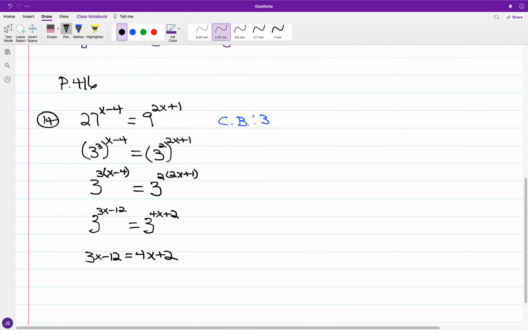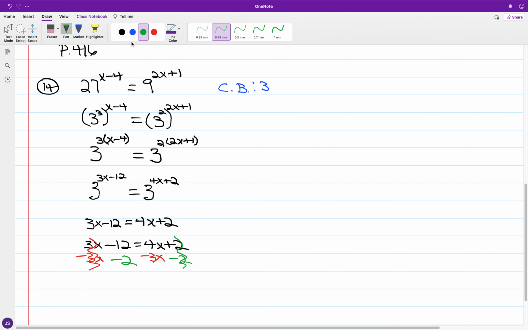And just gathering together what we have in x and separating from the constants. I have the higher x expression to be at 4x, so I'll just take out the lower. So I take 3x away, and for the constants, I'll just take 2 away. And we have negative 12 minus 2 becomes negative 14. And 4x minus 3x is x. So the missing value that we have in x comes out to negative 14.